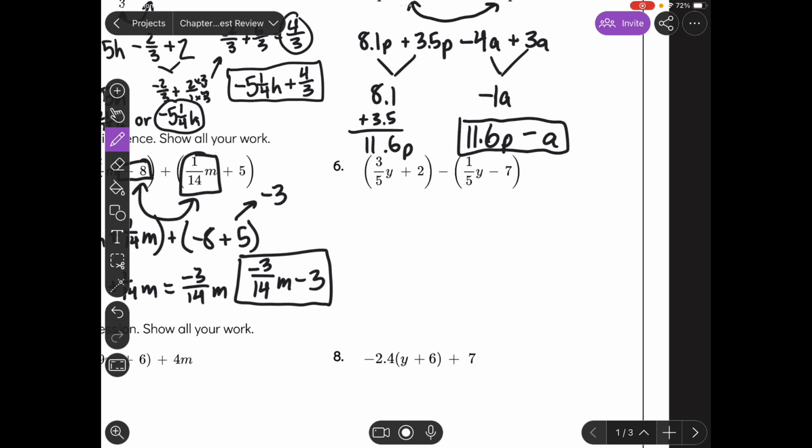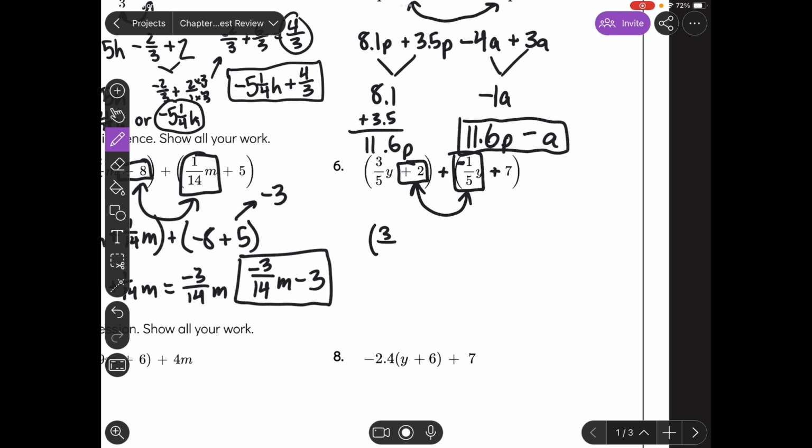For number 6, I have this minus sign right here, so this is going to tell me I need to add the opposite. I'm going to make this a plus sign, and I'm going to make each of these the opposite. Positive 1/5 is going to become negative 1/5 y. Subtracting 7, I'm just going to say is now adding 7. I've just added the opposites. From here, I'm going to do my same exact strategy using that.